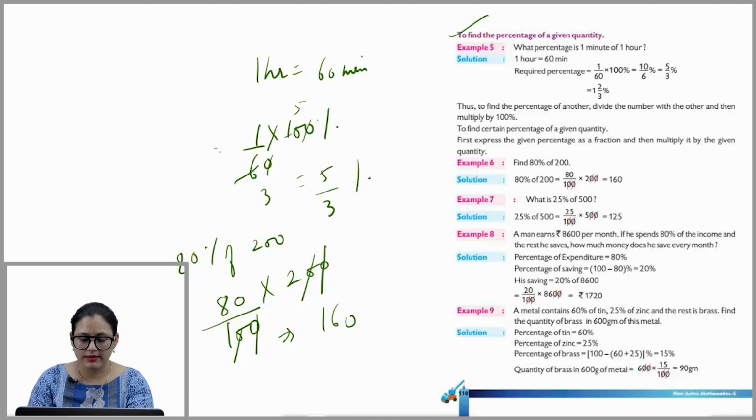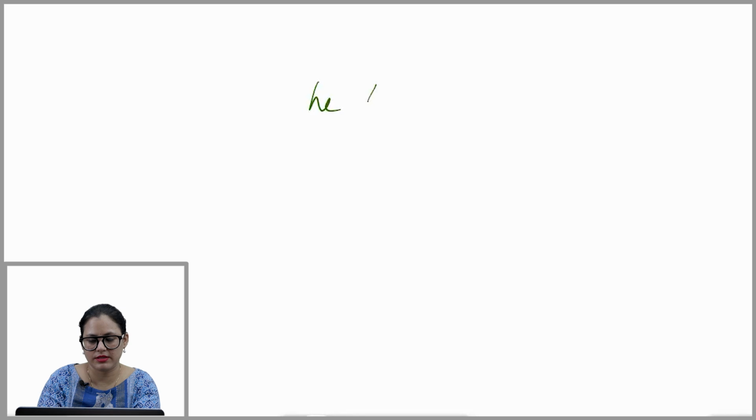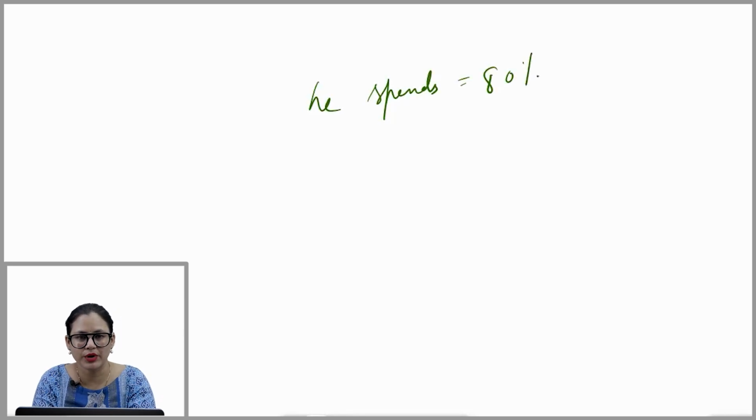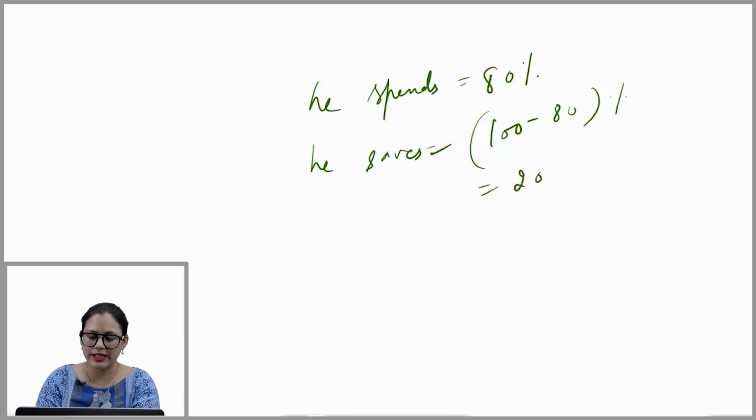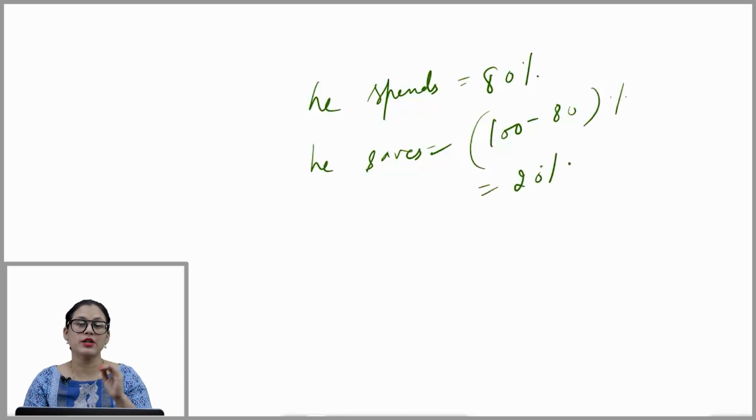Okay, example 8. A man earns 8,600 per month. If he spends 80% of the income and the rest he saves, how much money does he save every month? Okay, so let's check this out. Percentage of expenditure. How much does he spend? He spends 80% of his income. Now, how much does he save? So what will you do? You will subtract 80% from 100%. Okay. So he saves 20% of his income, and we have to find out his savings.